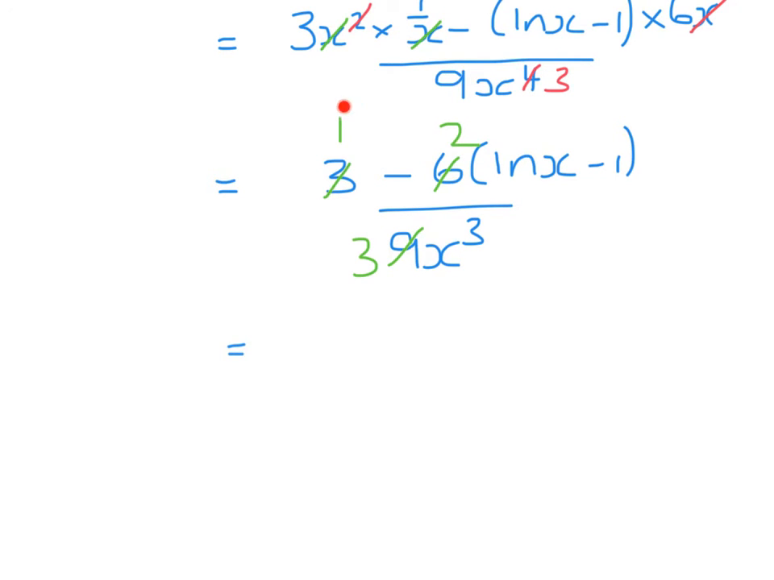On the top line, I'm going to have 1 minus 2 times minus 1. So that is 1 plus 2, which is going to be 3. Take away 2 ln x all over 3x cubed. Now you can do those simplifications at different stages, but you should still end up with the same answer.